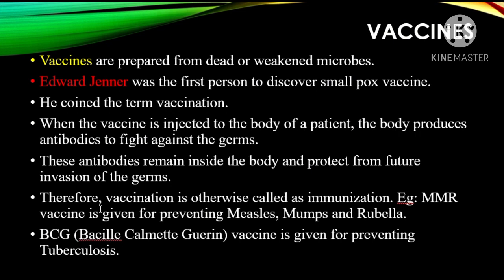So vaccines are prepared, very importantly, from dead or weakened microbes. So what is the definition of a vaccine? A substance that helps to protect the body against a certain disease is usually called a vaccine. Or in general we can say a vaccine is a type of medicine that trains the body's immune system.